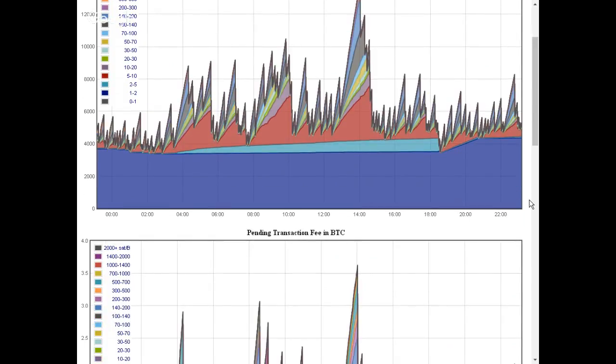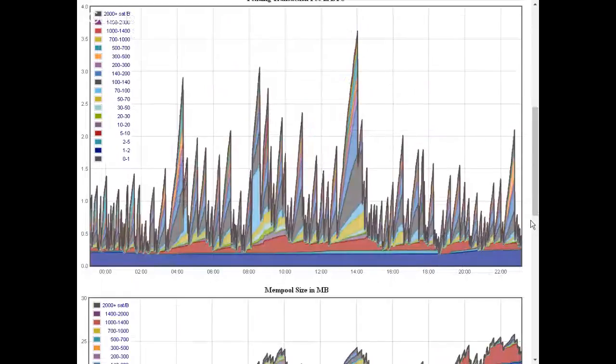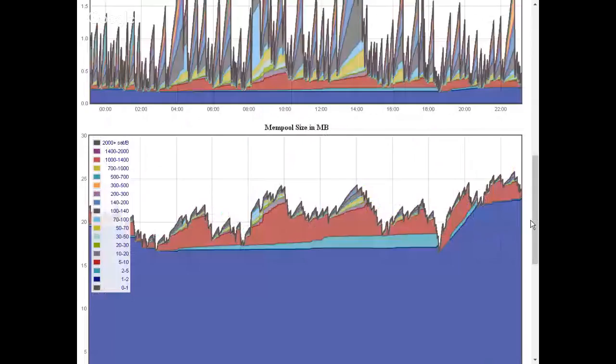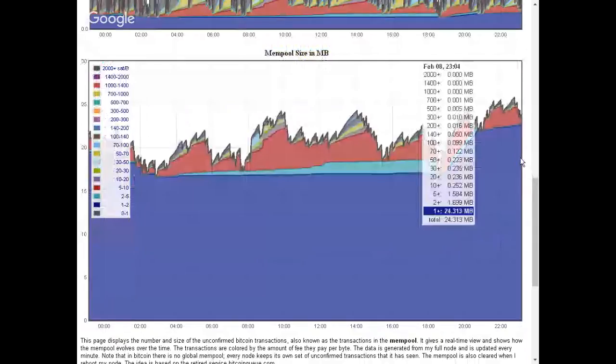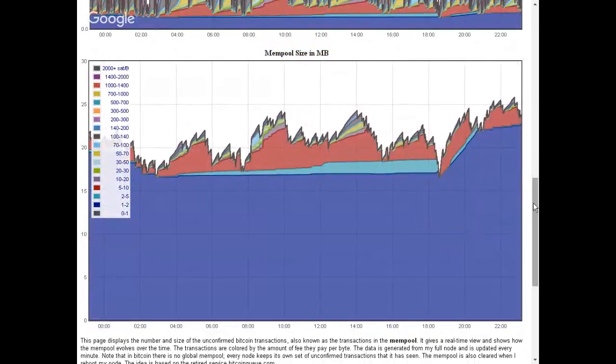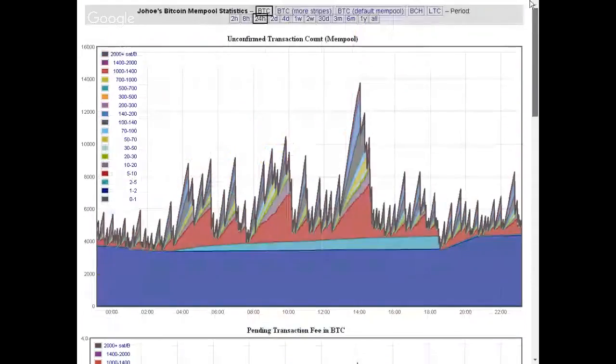Okay, let's have a look here. Yeah, we're getting some normal activity now. The mempool size has increased, though. Interesting. Okay.